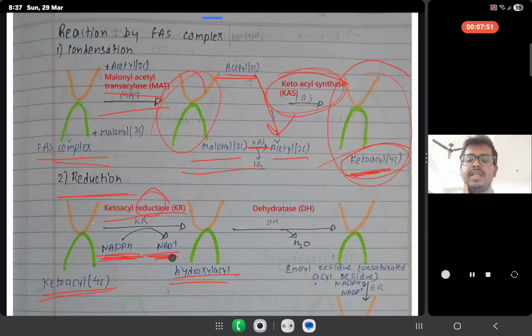Where there is reductase, NADPH is converted to NADP plus. Now the hydroxyacyl is formed. So now in the presence of dehydratase, H2O is removed. Now the compound is formed.